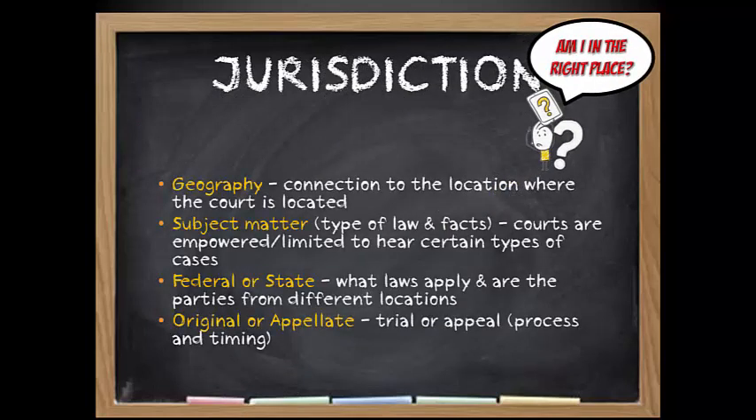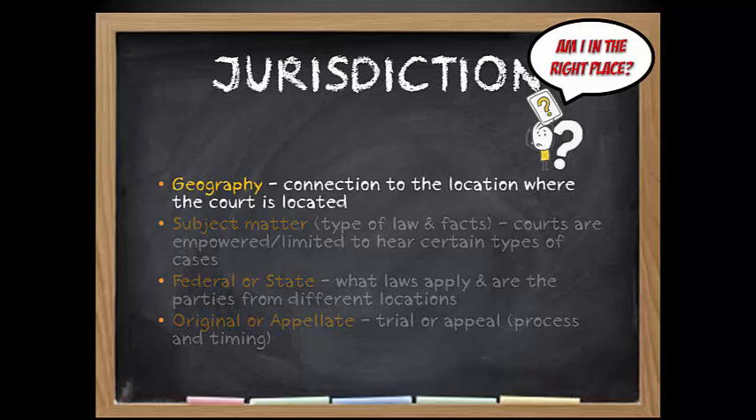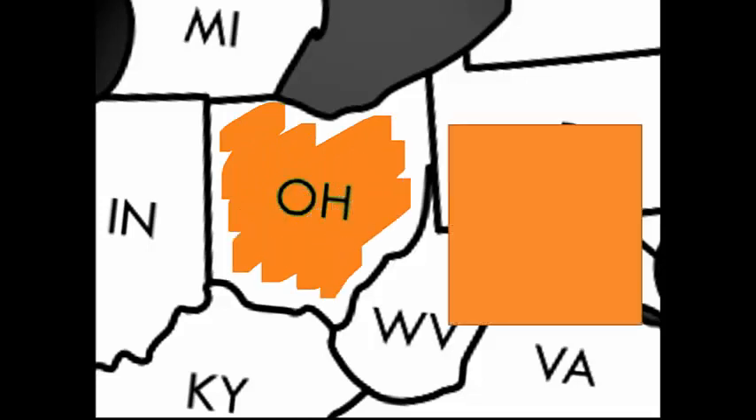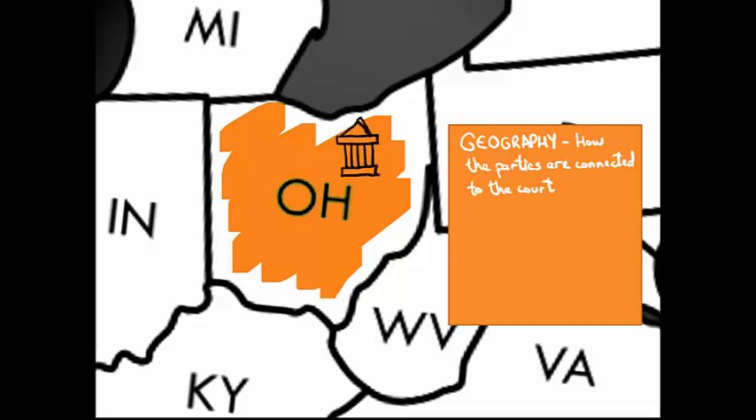The first of these categories for jurisdiction that we will look at is geography, the connection to the location where the court is located. And rather than just tell you, here's a visual. Connection to the court, such as a state court. Here's Ohio as an example. Geography is how the parties, the stakeholders in a lawsuit, are physically connected to the court. Maybe it's the place where the parties live, or where the headquarters for a business is located.